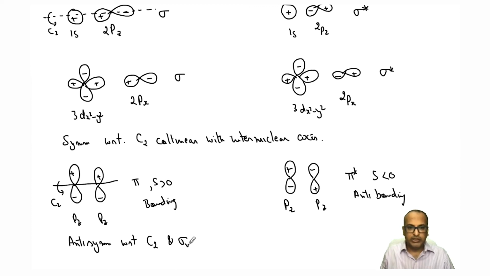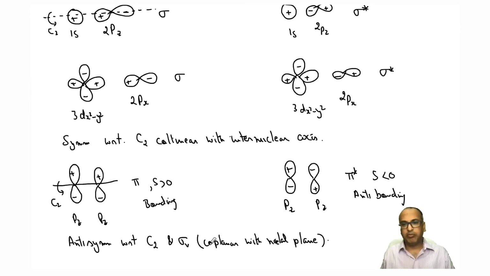And if we say sigma V, which is coplanar with the nodal plane, so if you draw C2 versus sigma V, the sigma V will be coplanar with the nodal plane, and this will be antisymmetric. So that is, the character under these two symmetry operations will be -1. So we know what is antisymmetric, what is symmetric with respect to a given symmetry operation.